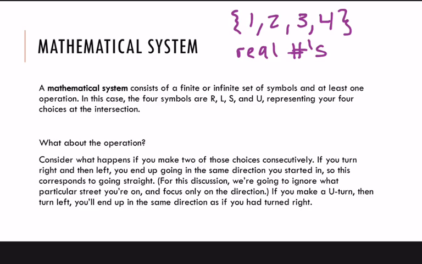All right, so to be a mathematical system, we need not only a set of symbols, but also an operation. So what is this operation? Well, think about what happens if you choose two of these turns in a row. For example, if you go right and then left, you will end up going in the same direction you started in, whatever that was. So this corresponds to going straight. So we can combine two of these turns and end up traveling in some direction, and that's our operation: combining two turns consecutively together.